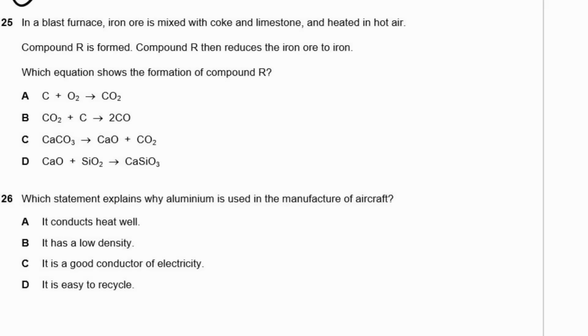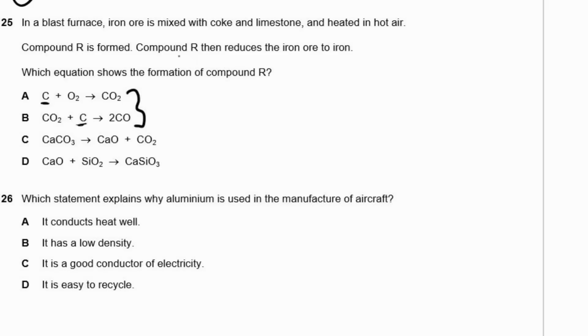Question 25. In a blast furnace, iron ore is mixed with coke and limestone. Remember, coke being carbon and limestone being calcium carbonate, and heated in hot air. Compound R is formed. Compound R then reduces the iron ore to iron. Which equation shows the formation of compound R? So we have coke, and coke is carbon. Well, that looks like it's either A or B. So one of these two.